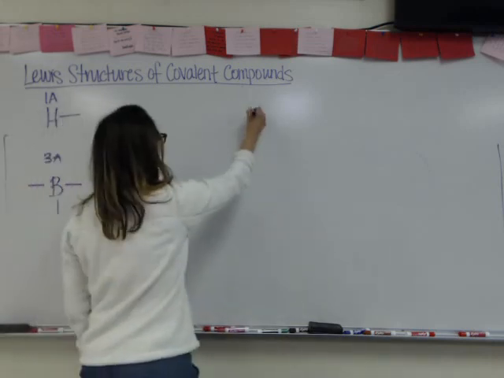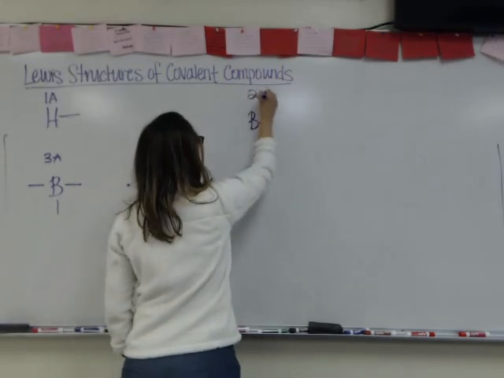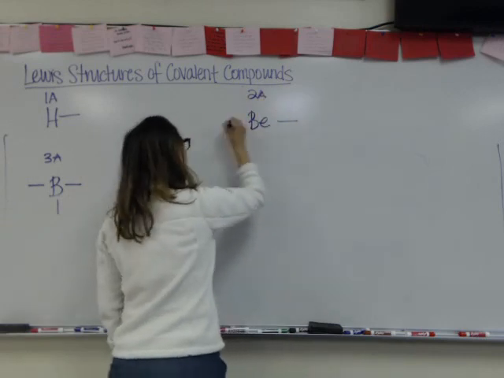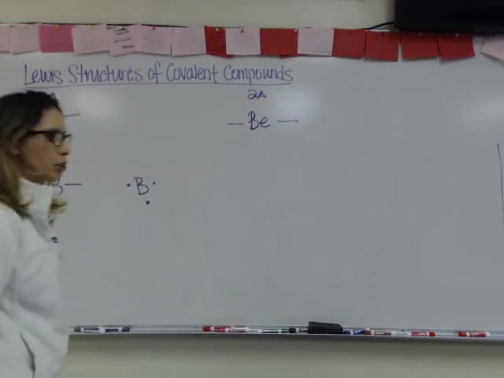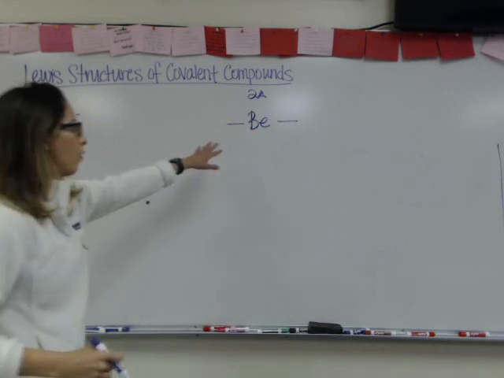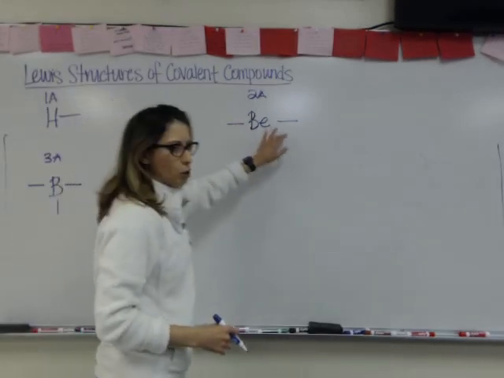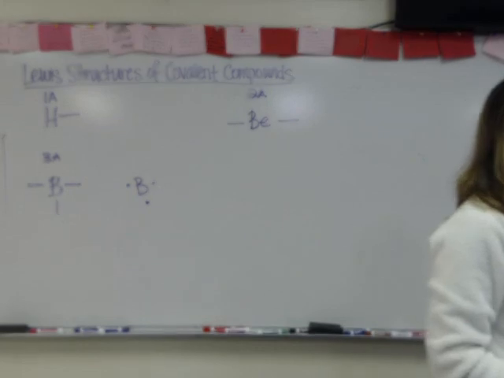The last one is beryllium. Beryllium is in group 2A. Beryllium has 2 valence electrons, so it needs to share 2 electrons with something else. Therefore, beryllium will only form 2 single bonds coming off of it at any given moment in time.